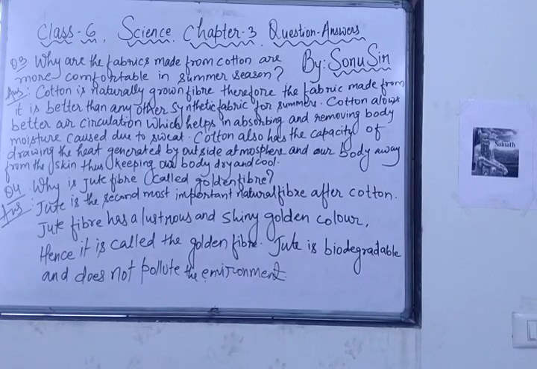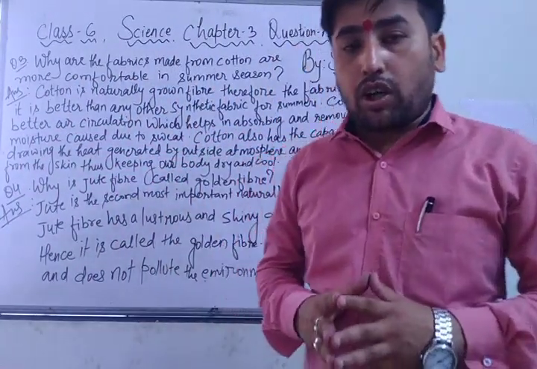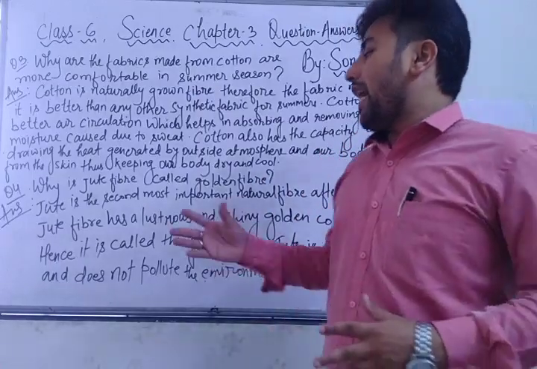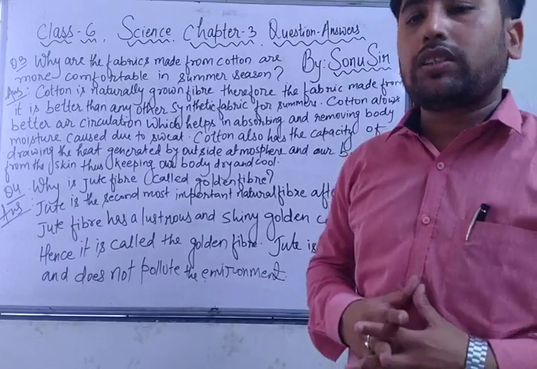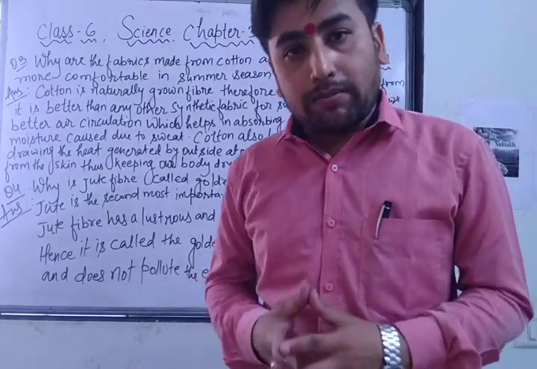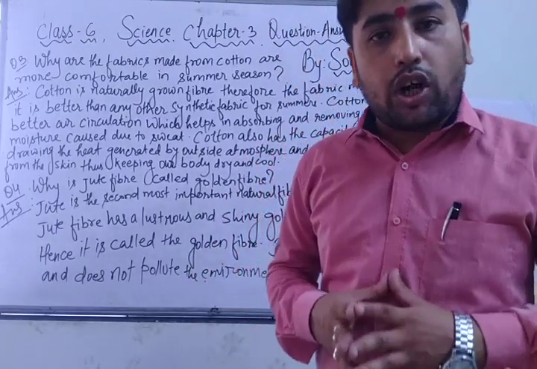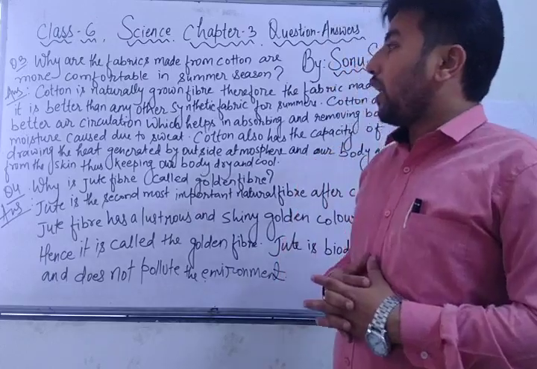As I had informed you about jute, jute is the second most important natural fiber obtained in nature after cotton. Jute has a lustrous and shiny golden property, that's why it is also called golden fiber. Jute is biodegradable, it can decompose into the soil and it does not pollute the environment. So this was our question number 3 and question number 4.